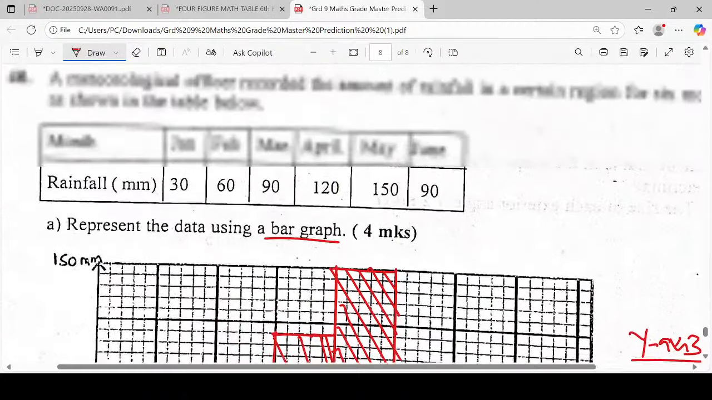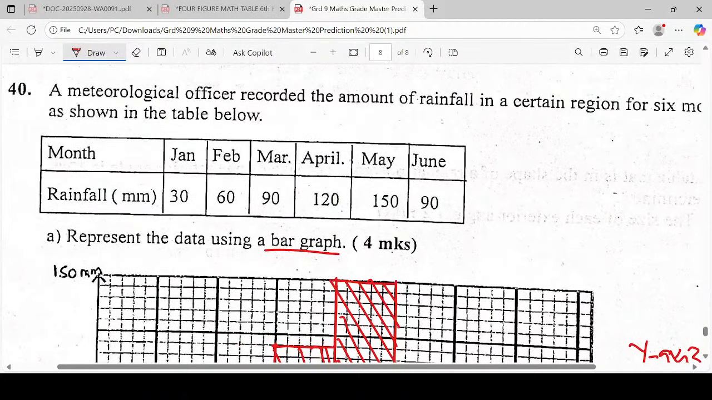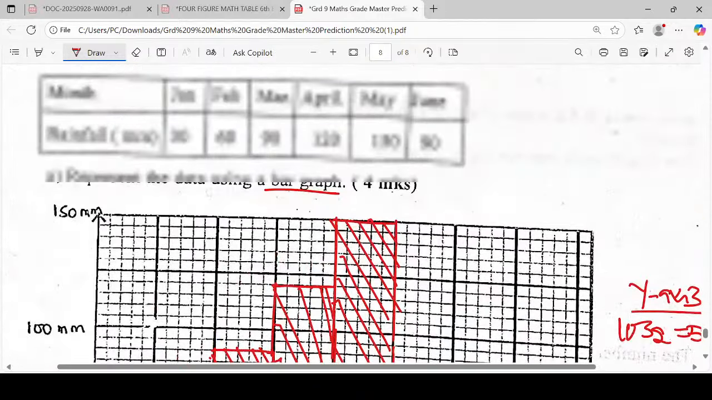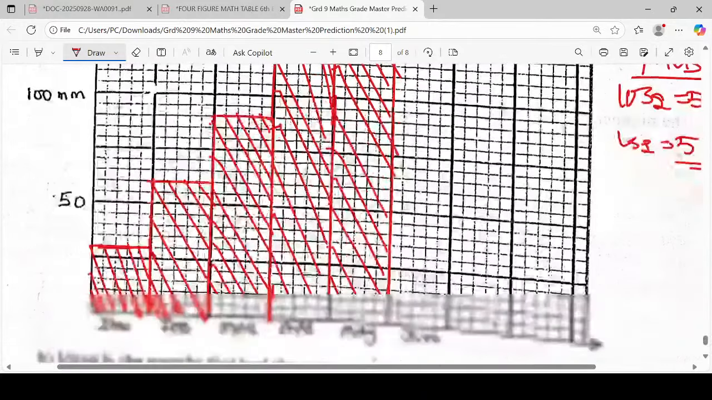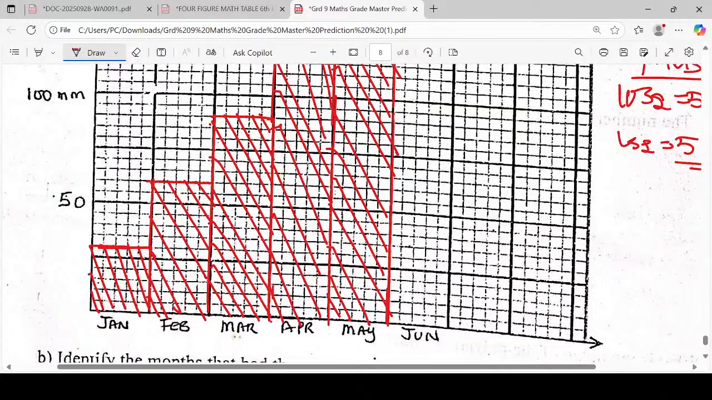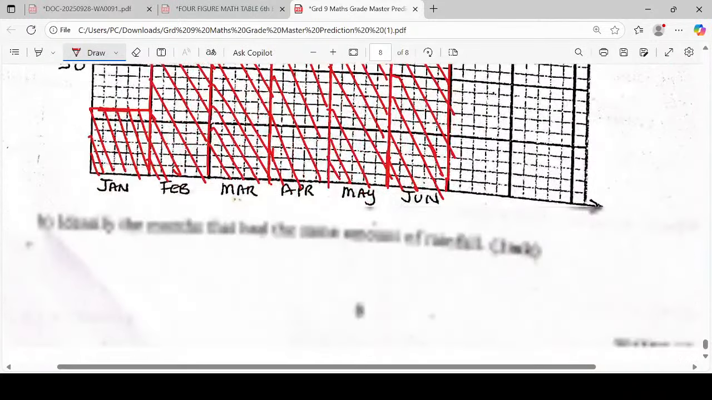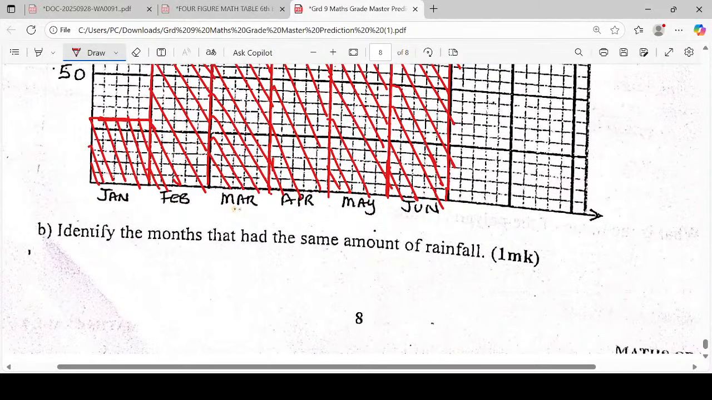Then June, it is at 90. 90 is for June, similar to March. 90 is here, like that. We are done. Then the question: identify the months that had the same amount of rainfall.